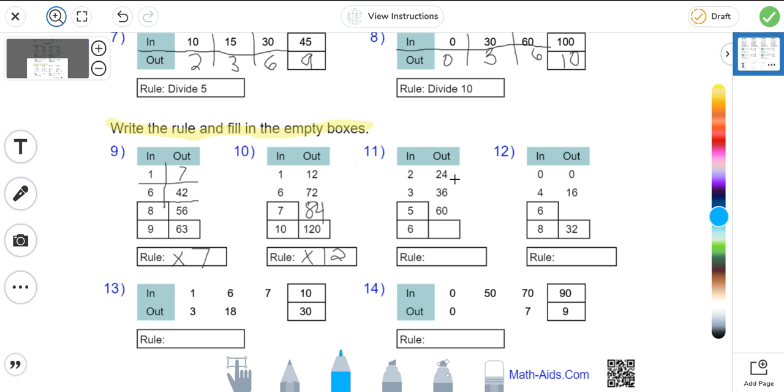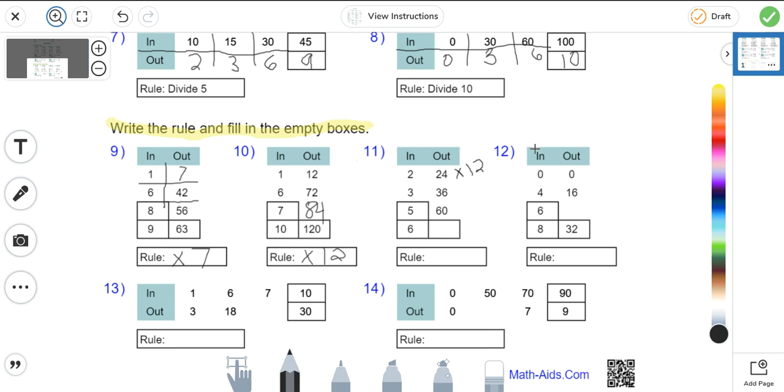Okay, here 2 times something is 24. 3 times something is 36. And 5 times something is 60. Well, this is the one that really stands out to me, because something plus something is 24, and that something is 12. So, ooh, I'm on the wrong thing. I thought I was on the pencil. There we go. So this, I notice immediately, is a times 12.